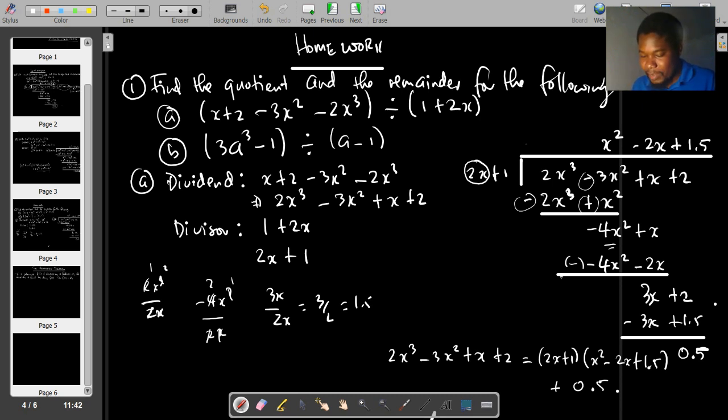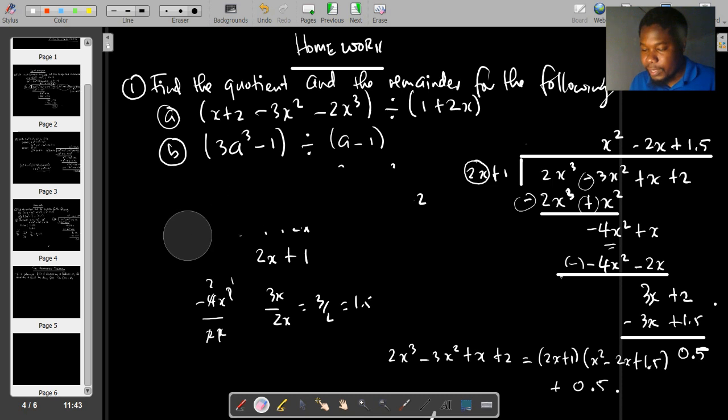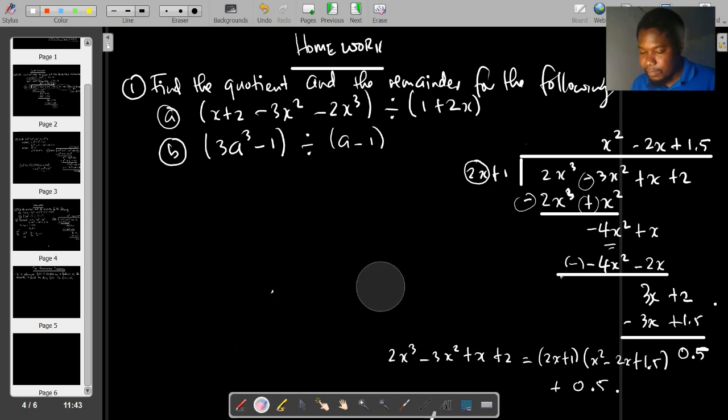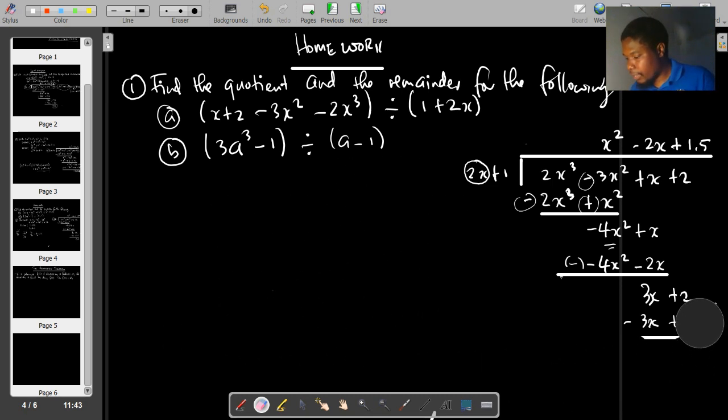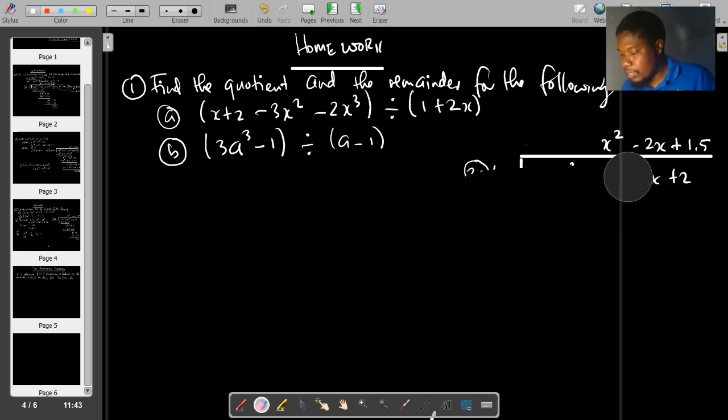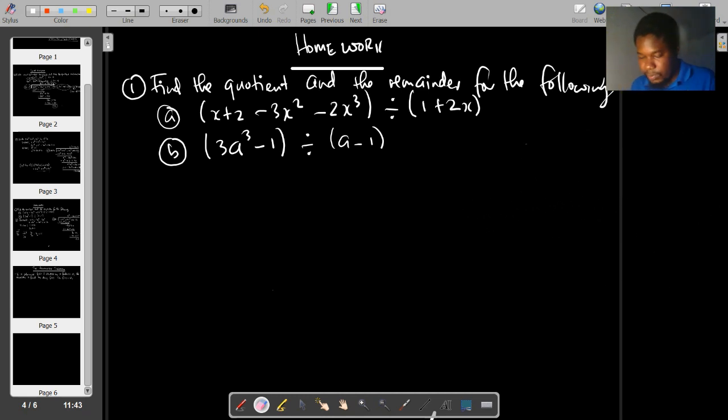That's the first example. I hope you got the same answer, and if you didn't, I hope that you know how to do it right this time. Okay, this is how you do the long division for the first one. So let's work on the second one.